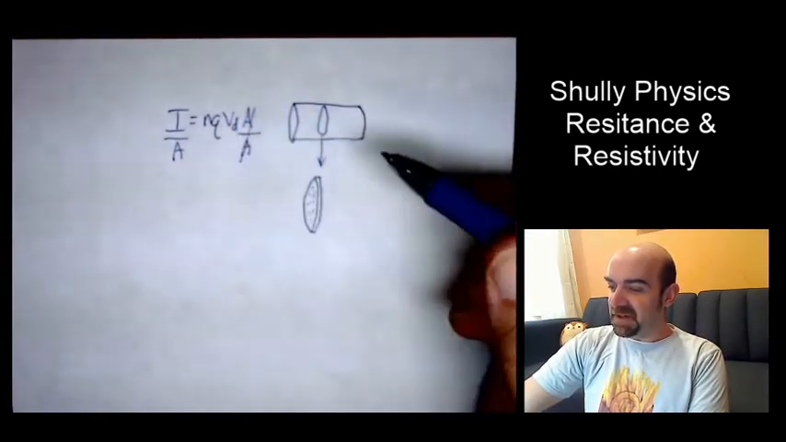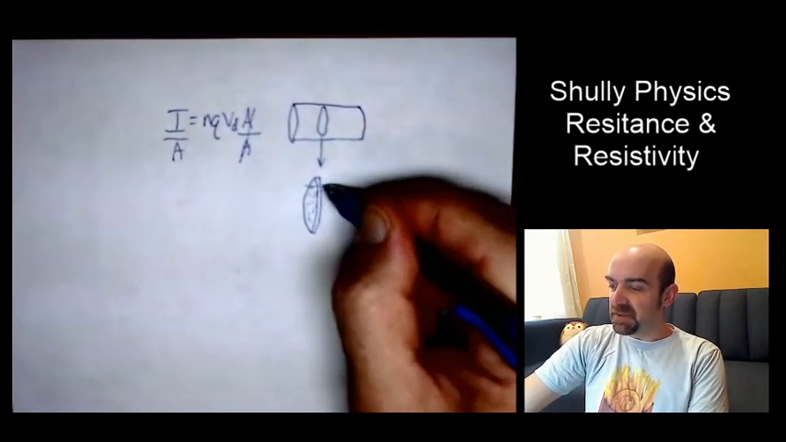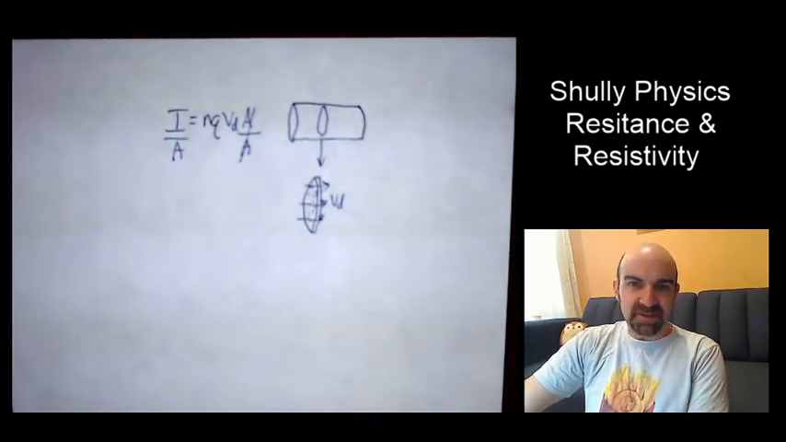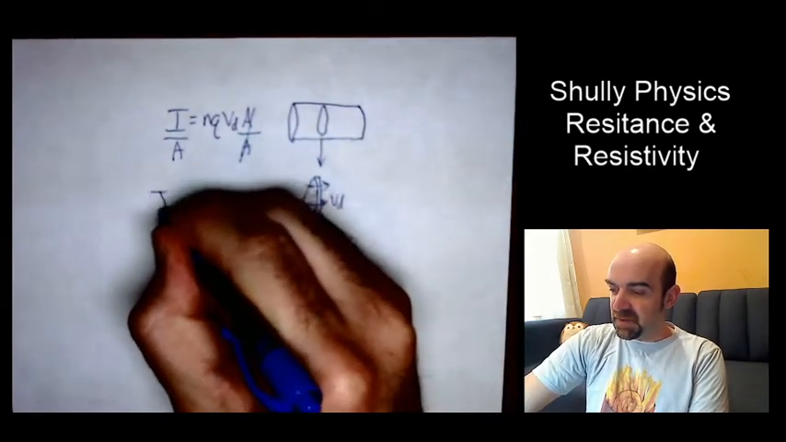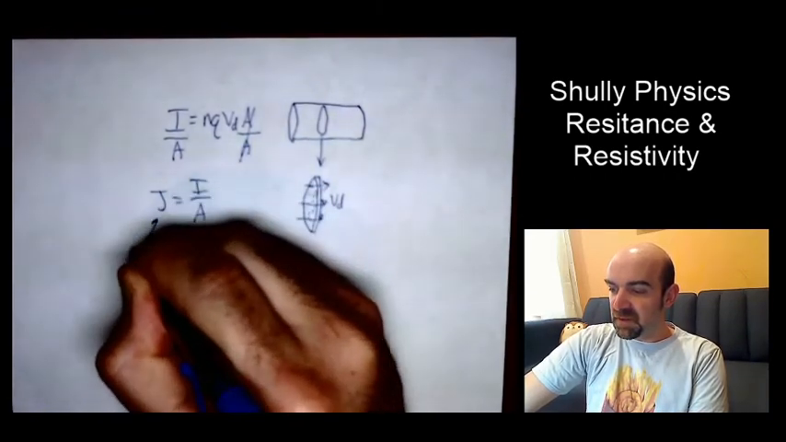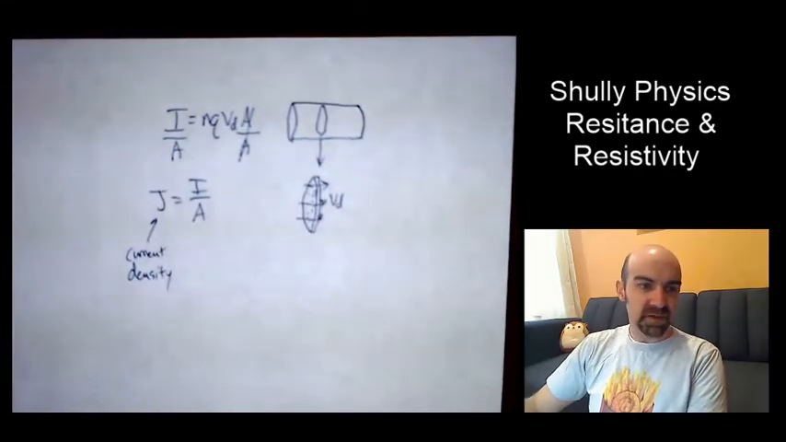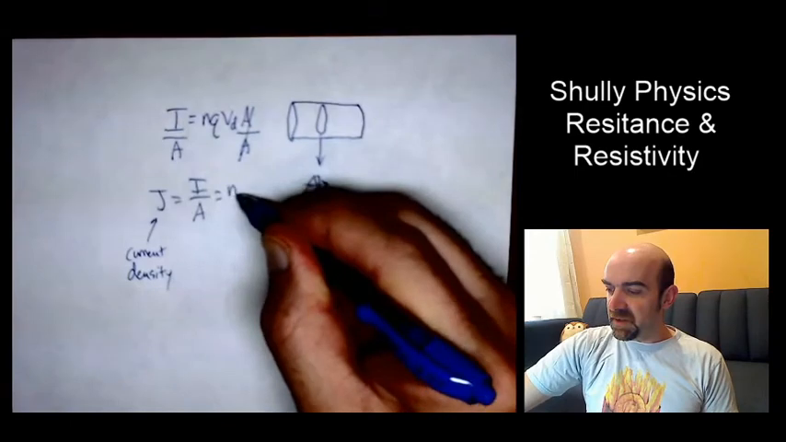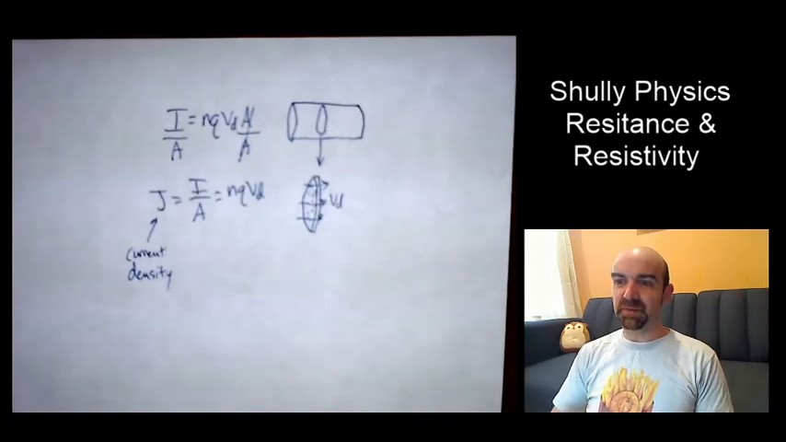But current per area. If you think about all the charges within that little slice as they drift through with some drift velocity, that's the current density. How densely packed are those charges in that little slice? We're just going to use the letter J to represent current density. So keep in mind that current density is nqv_d. That becomes less important now. I just wanted to pull that little piece out.